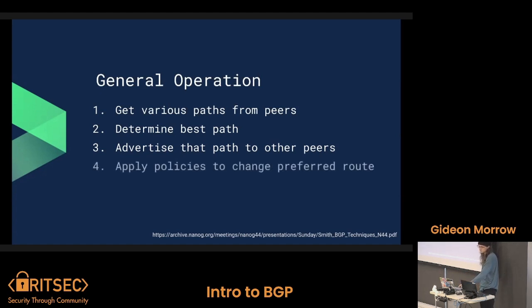And then you apply policies to change your preferred route, particularly with things like load balancing and pricing. Like maybe you have a backup link that's expensive or smaller. You don't want to overload it or don't want to pay a ton of money. So you use policies. We'll talk about that in a minute.